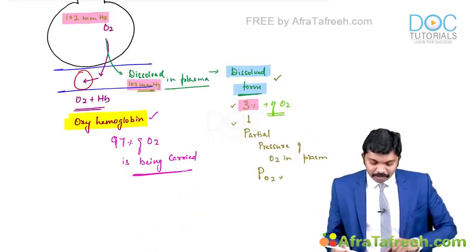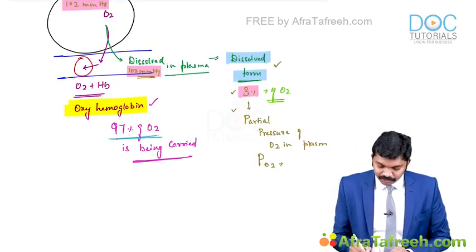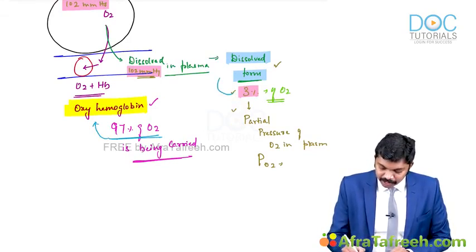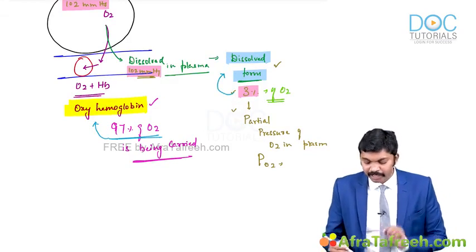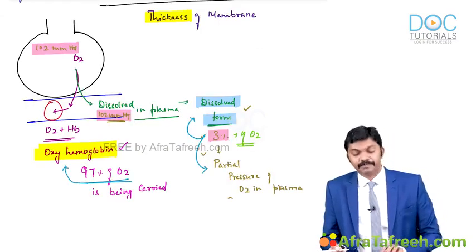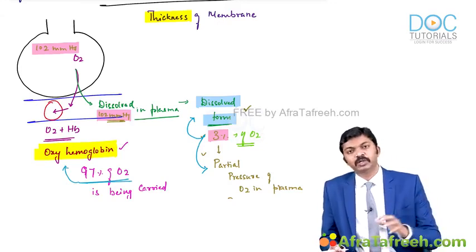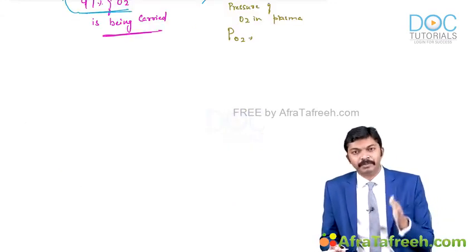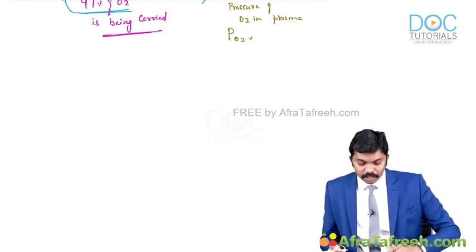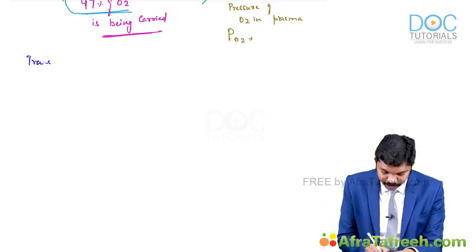So remember, 97% of oxygen is carried in the form of oxyhemoglobin. Only 3% of oxygen is carried in the dissolved form, and that is the one that is going to contribute to partial pressure, my dear friends. So this is the way in which oxygen gets diffused across the alveolus and pulmonary capillary into the pulmonary blood vessel. Now let us move on to discuss the transport of oxygen.